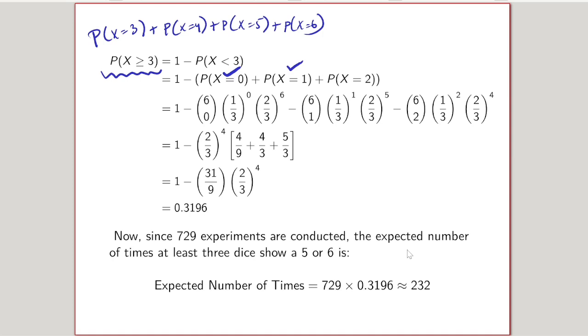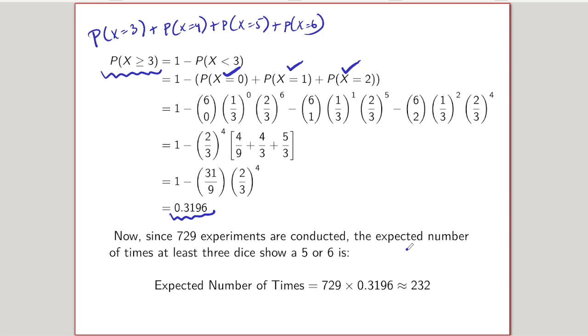rather than finding the probability of the larger numbers. So up to 2 we are going to do that. We can take 2 by 3 the whole power 4 commonly outside. So using a calculator we get 0.3196 as our answer. So this is the probability of getting success in one throw.